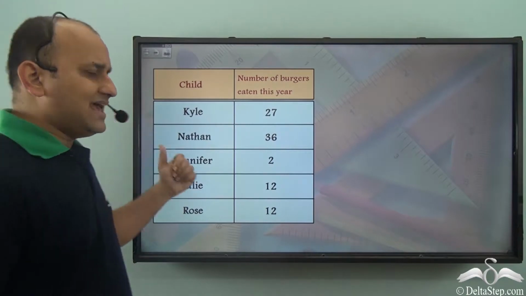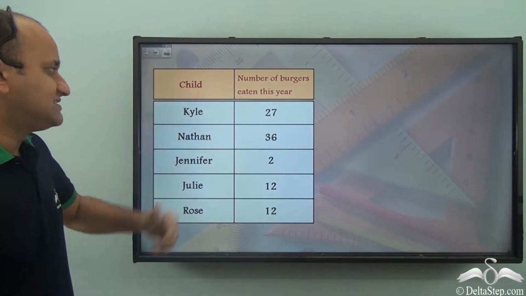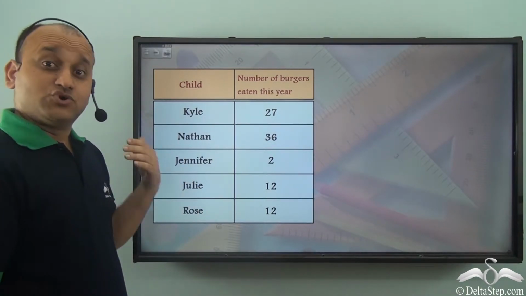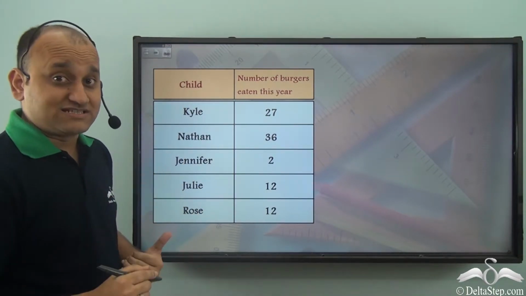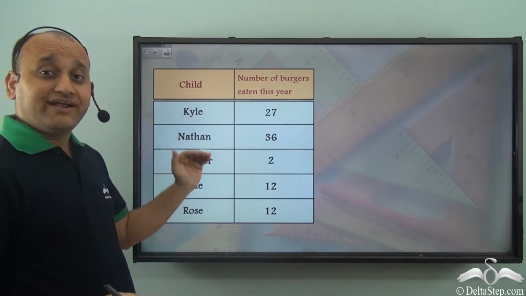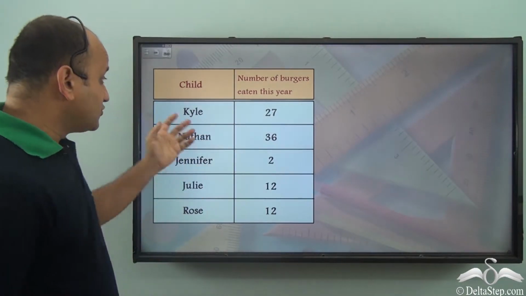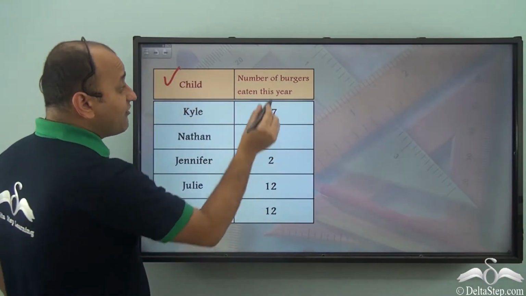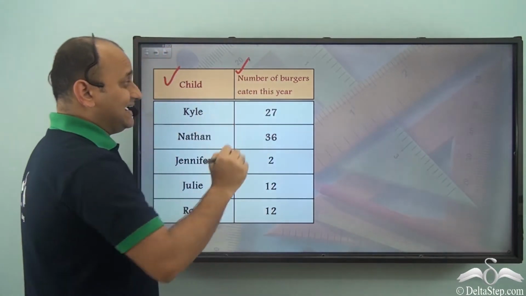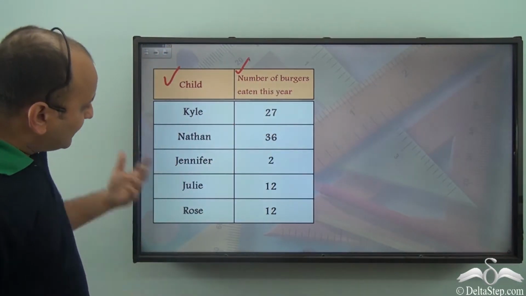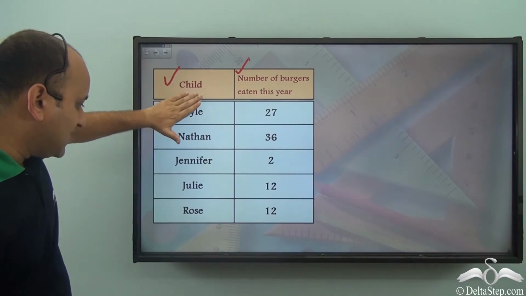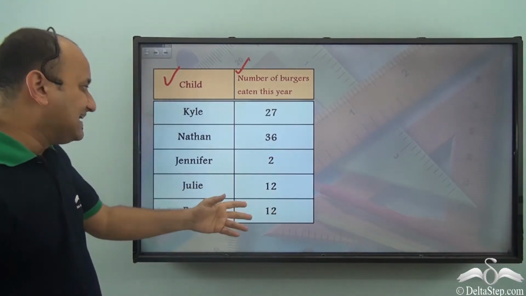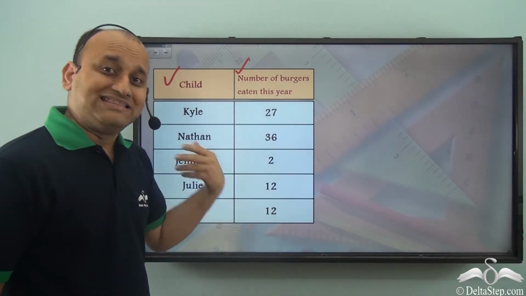Now let's see another data. Now what do we have in this data? Well, as you can see, it has been very well represented. So even if you don't know the background of this data, you can understand what it represents. So here we have child, and on this side we have number of burgers eaten this year. So clearly these are the names of the children, and this represents the number of burgers eaten by each child this year.